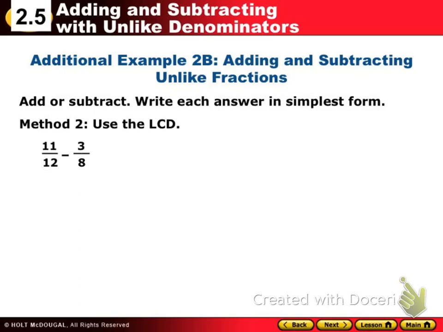If we're going to write each answer in simplest form, if we have 11/12 minus 3/8, the first thing we need to do is find the LCM of 12 and 8. This is my favorite way of finding the LCM. All right, what's a common factor?